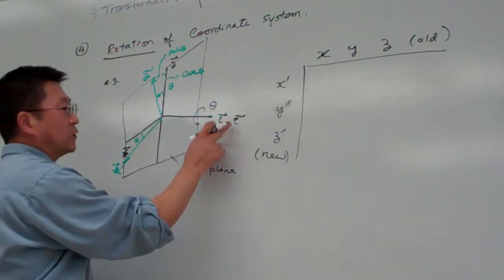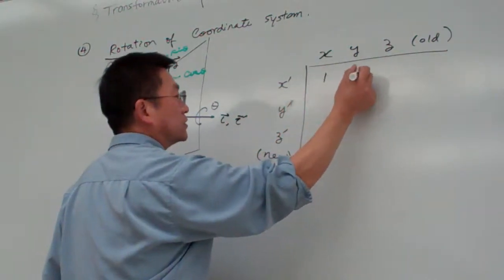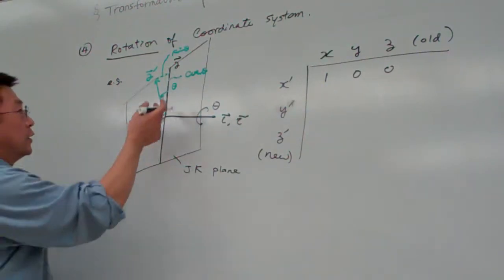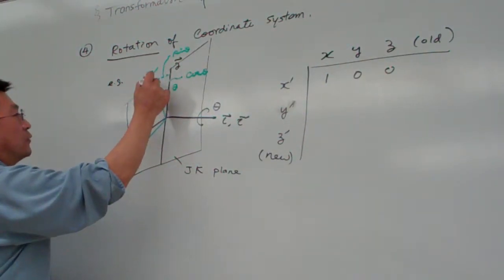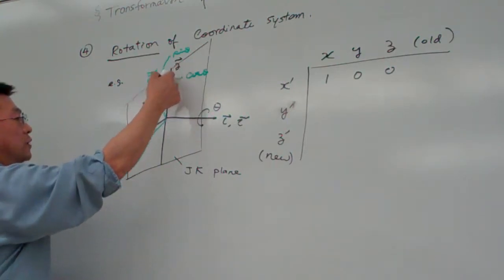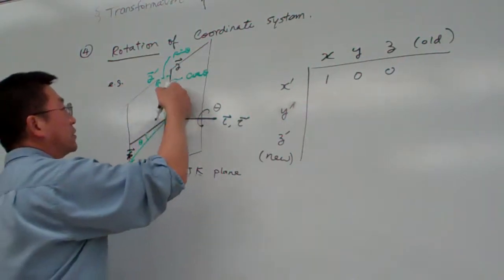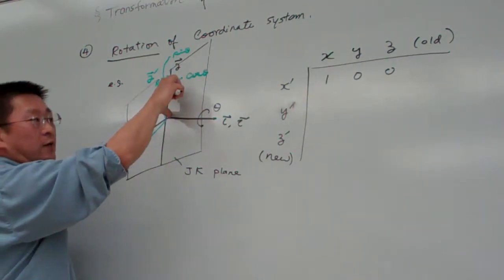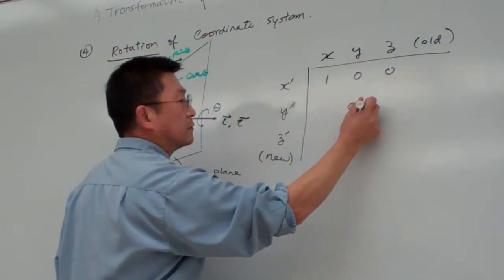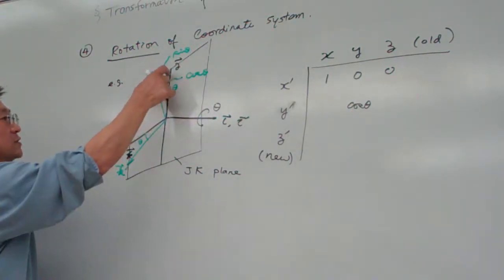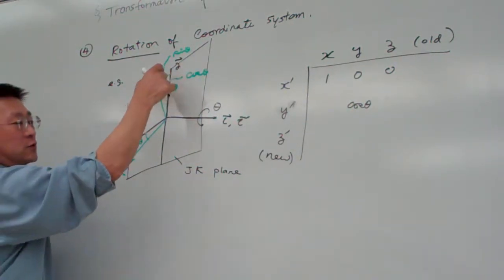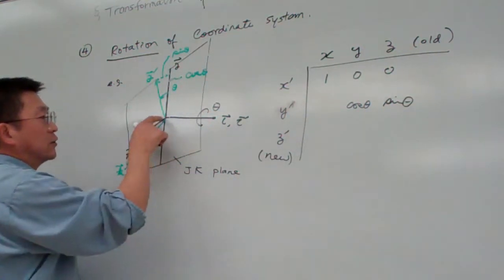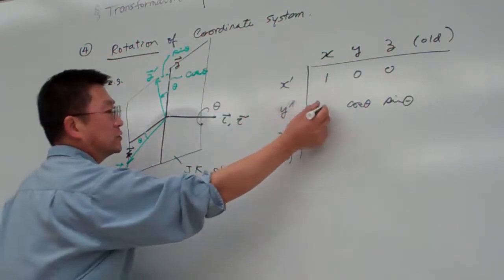Basically I equals I prime. So here that is 1, 0, 0. Okay? And then for J prime, we simply decompose into JK. From here you can see this is the magnitude cosine theta in the J direction, so cosine theta. And this is sine theta in the K direction, sine theta. Okay, and there is no projection in the x direction, so that is 0.